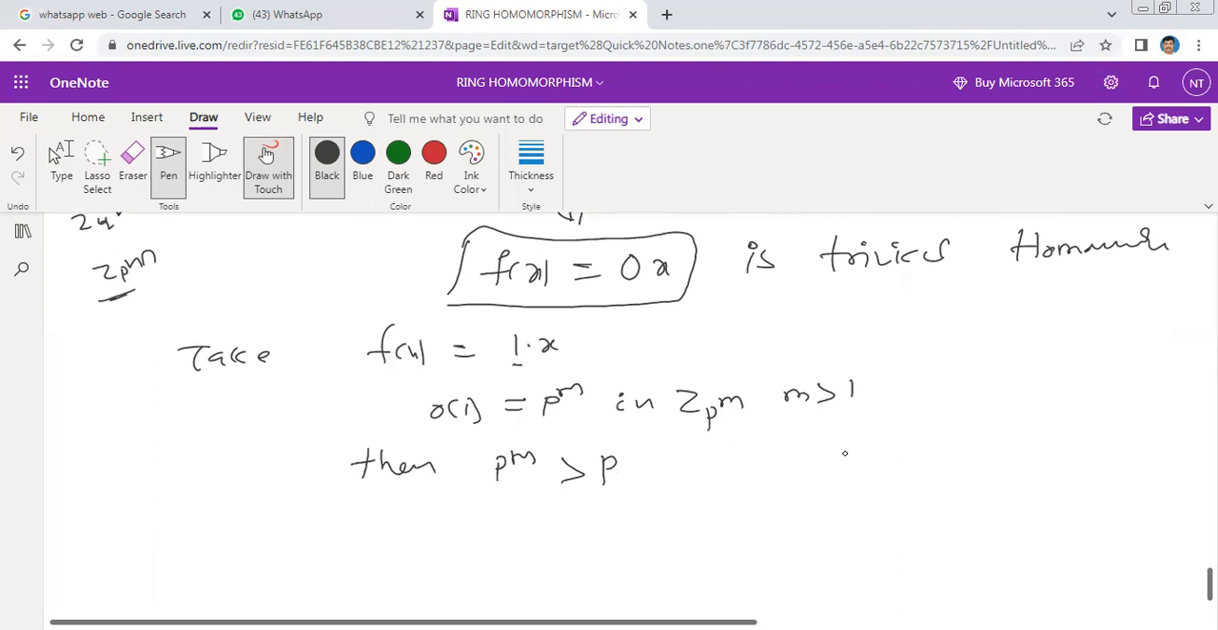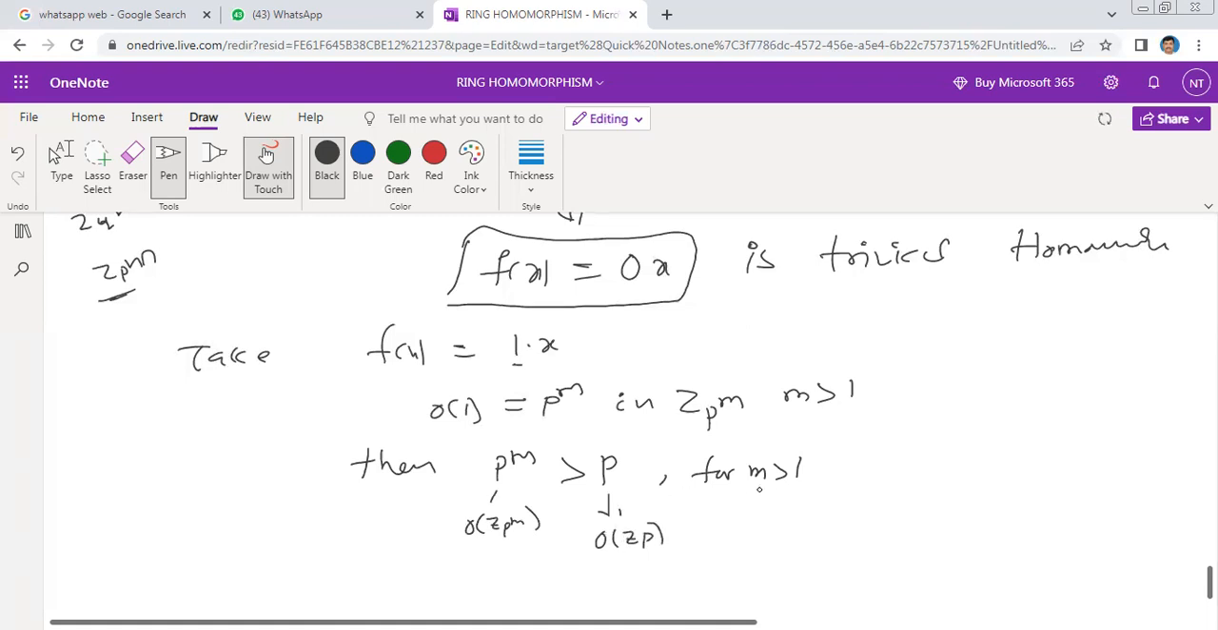Yes sir. For m greater than 1, p power m is always greater than p. For m greater than 1, what is this? This is nothing but the order of Z_p power m. Order of Z_p.